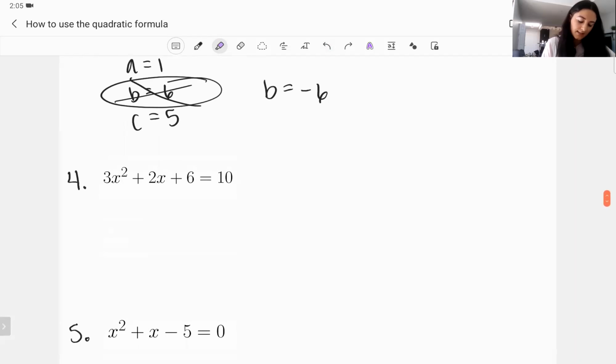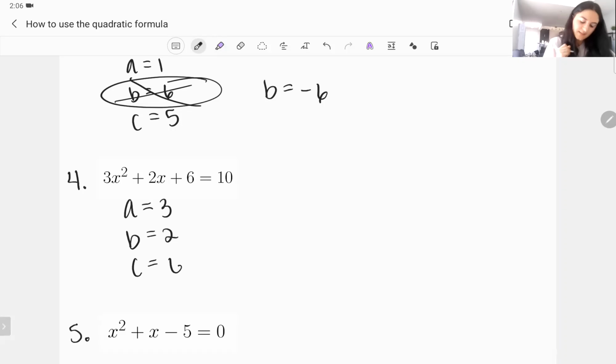And then the other thing is this problem number 4, 3x squared plus 2x plus 6 equals 10. Students will look at this and go, okay, got to figure out what A, B, and C are. They'll say A is equal to 3, B is equal to 2, and C is equal to 6. So again, try to pause the video and see if you can figure out what is wrong with this. So at first it looks right, like, okay, well, the number in front of the x squared is 3, the number in front of the x is 2, and the number by itself is 6.